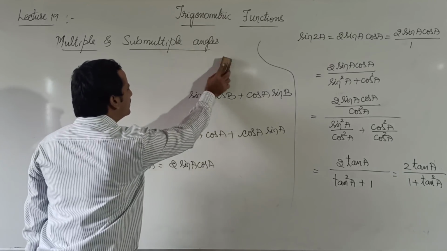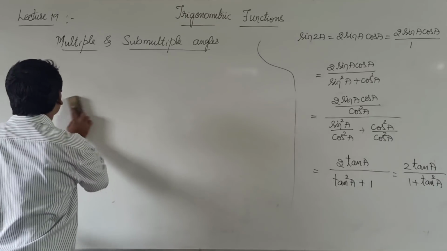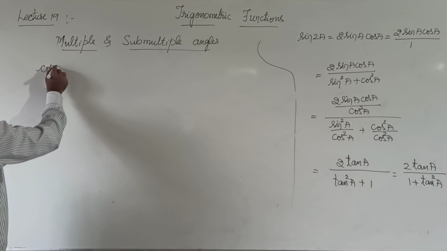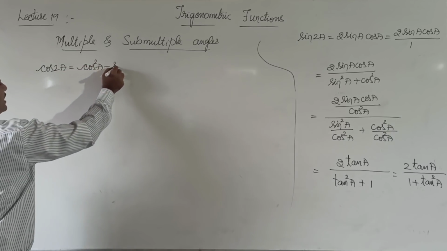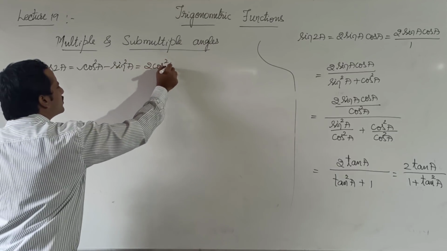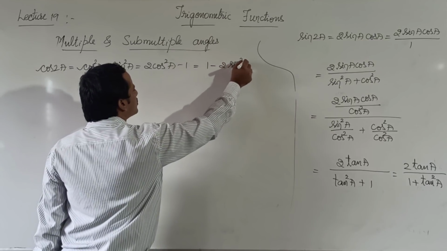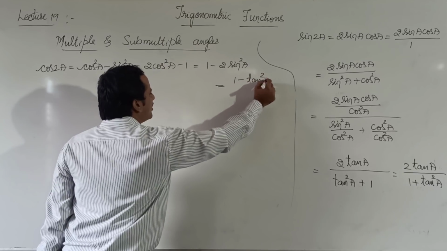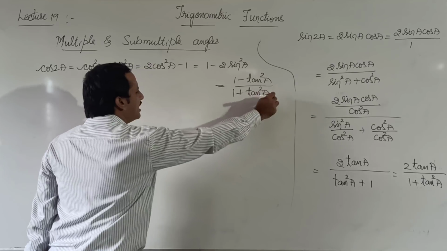Cos 2A. Okay. Let me explain what is cos 2A. Cos 2A is equal to cos square A minus sin square A. This is also equal to 2 cos square A minus 1. That's also equal to 1 minus 2 sin square A, which is also equal to 1 minus tan square A divided by 1 plus tan square A.